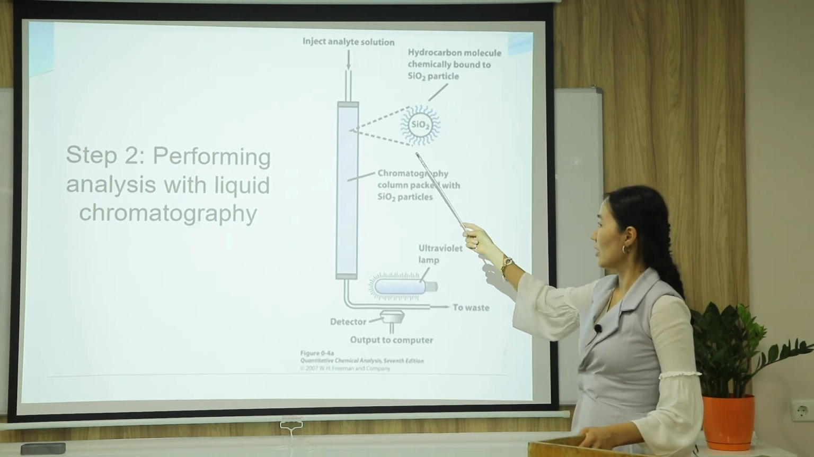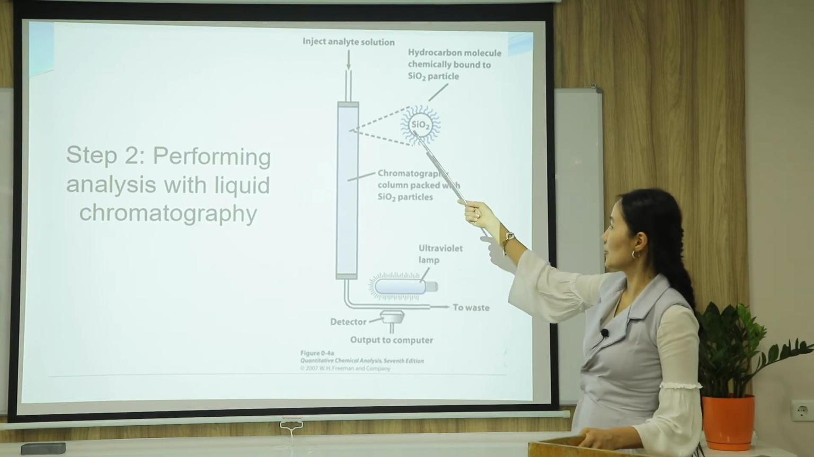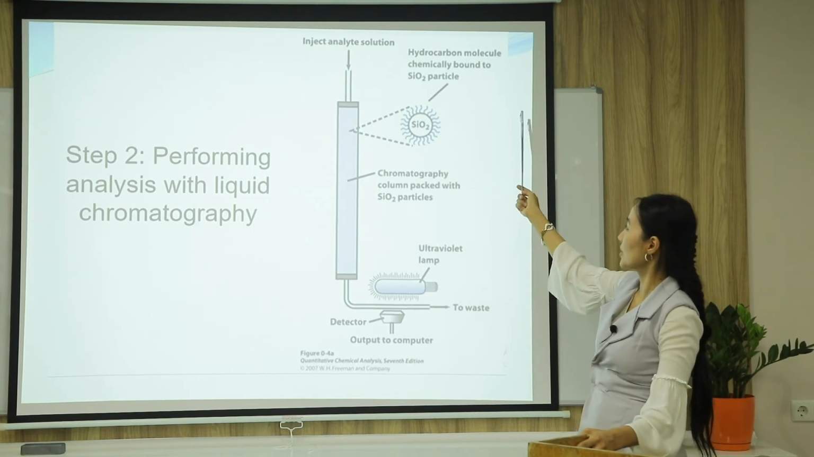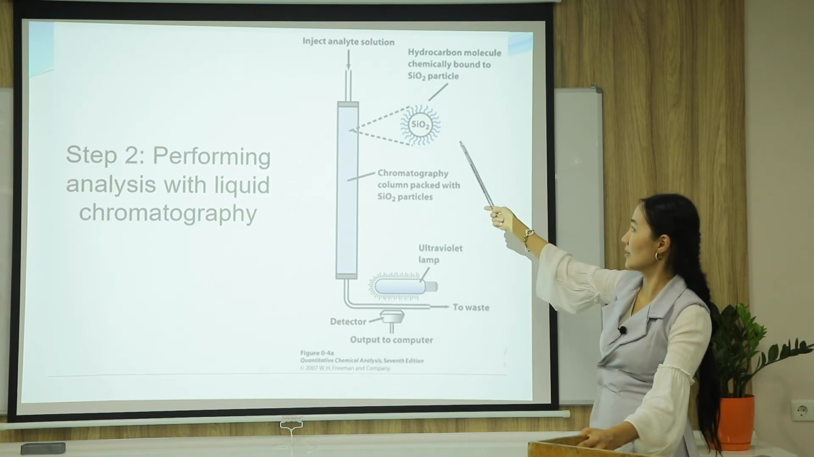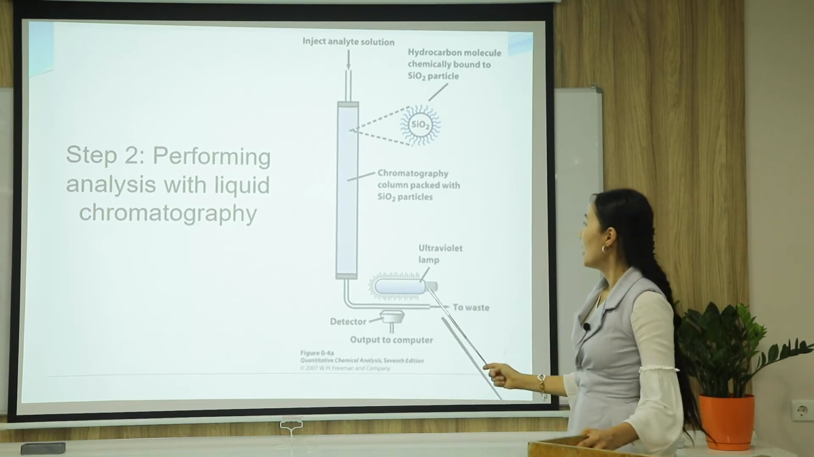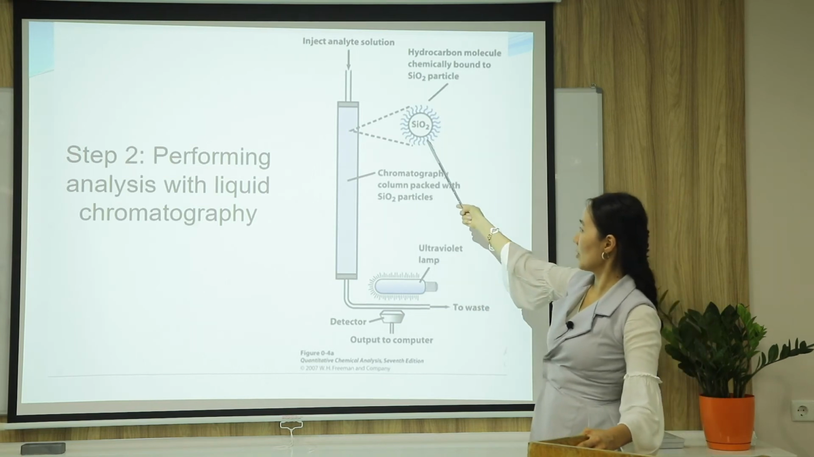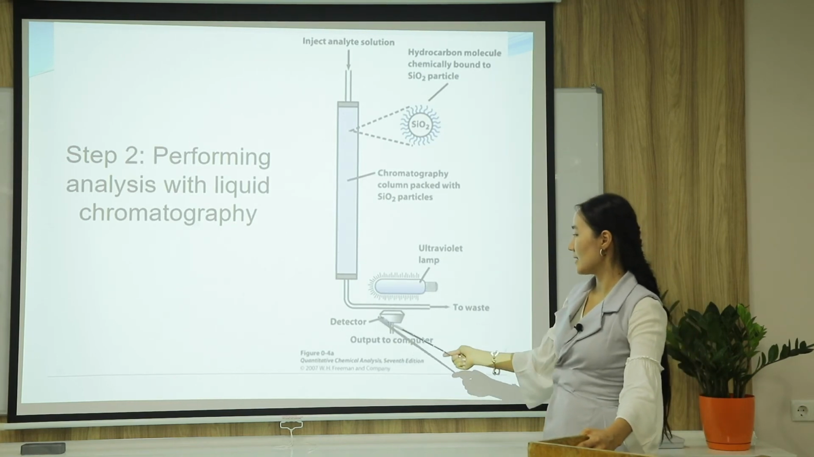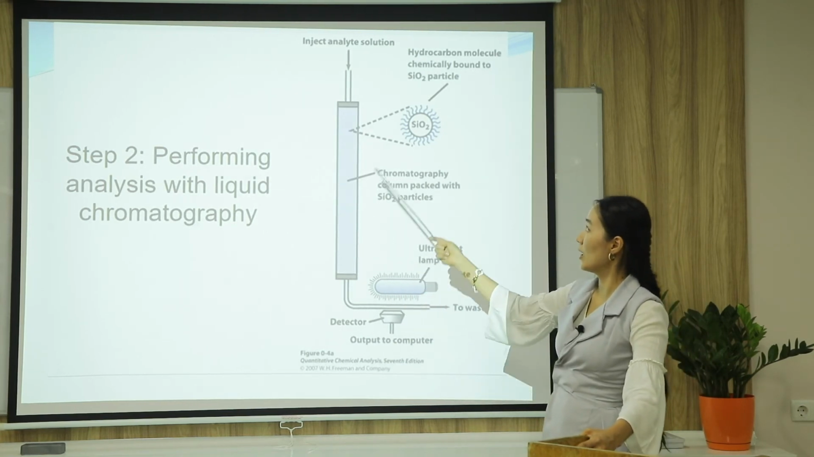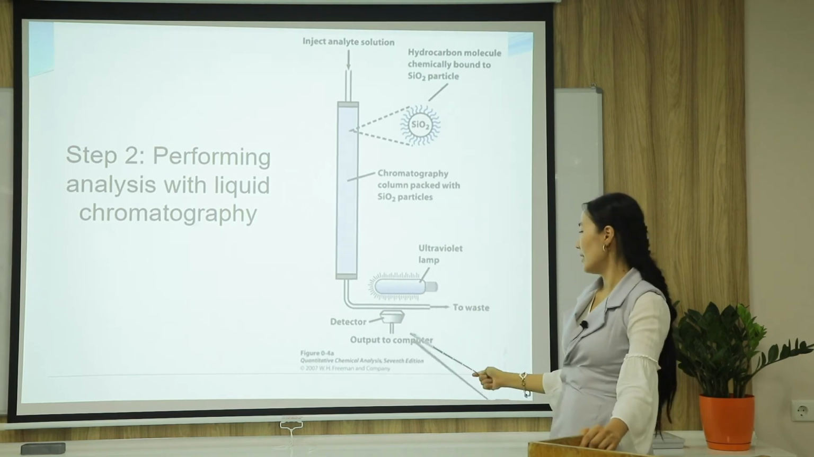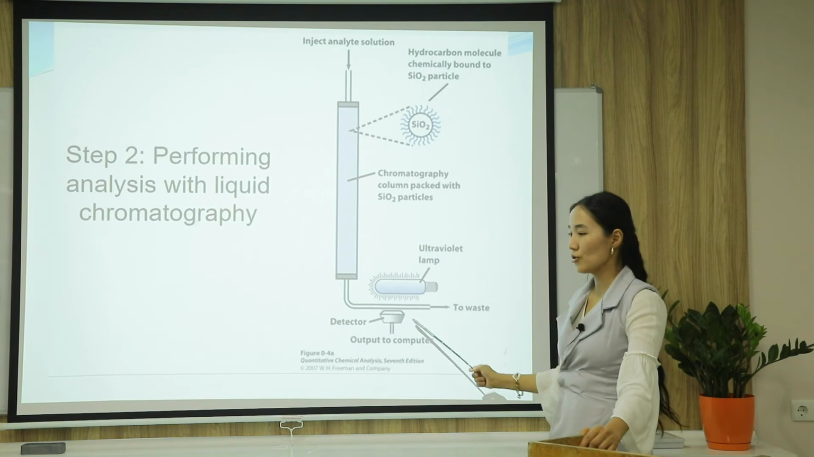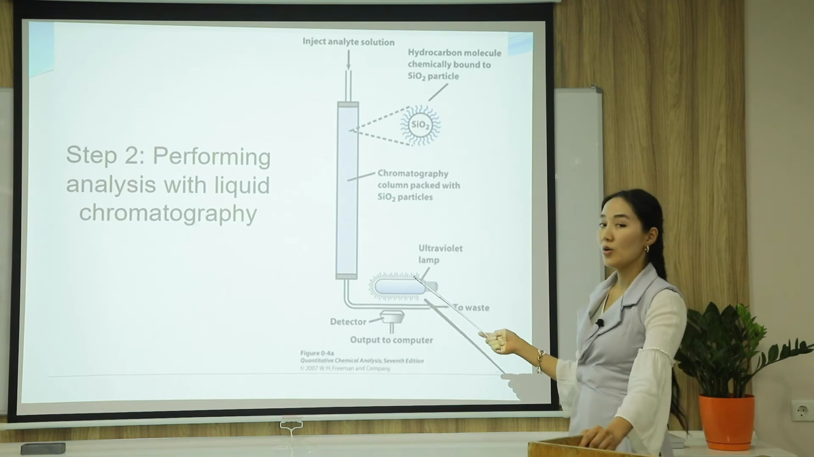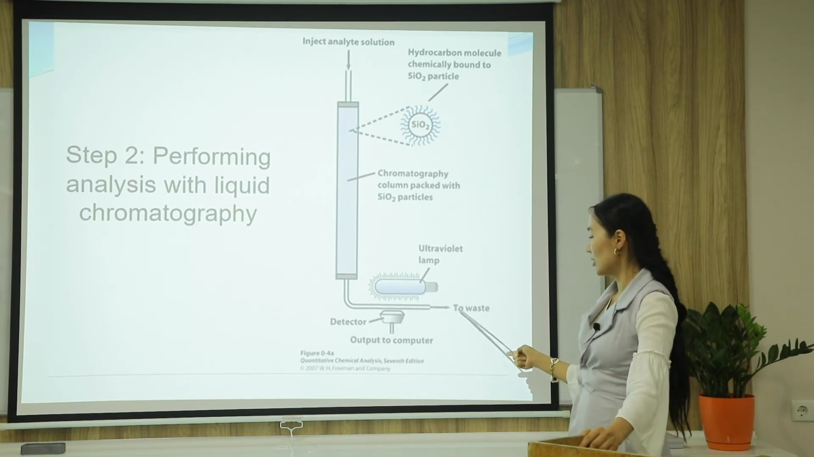So here we have the column of our chromatography. Here we inject the analyte solution, the chocolate bar with petroleum ether, and the hydrocarbon molecules are chemically bound to silicon oxide particles. Here it works like a sun. The chromatography column is packed with some amount of silicon oxides, and an ultraviolet lamp also works here. This is a detector which analyzes our solution from the chocolate bar, and this is the output to the computer. The computer shows us how much theobromine or caffeine is contained in our sample, and also some amount going to the waste.